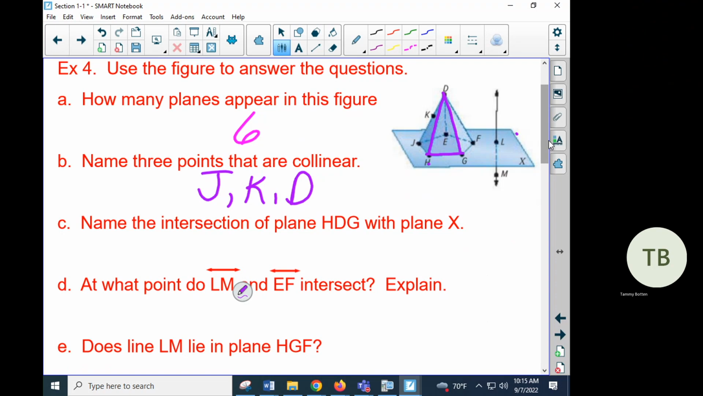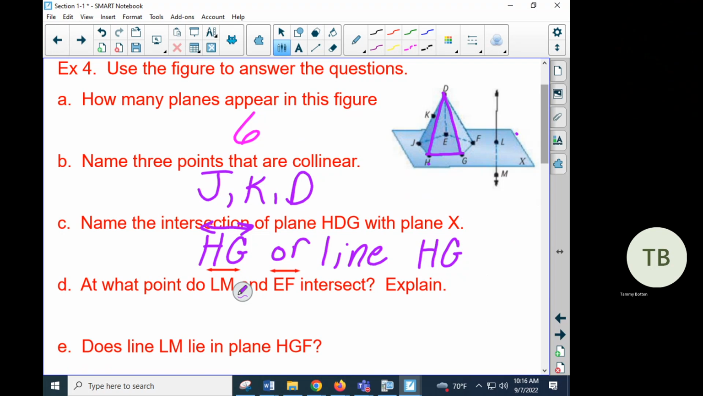2 planes always intersect in a line, so it's line HG. And you might say, well, that doesn't look like a line because it doesn't have arrows. So we're not supposed to know how to write a line segment at this point. So we're just going to say it line HG or HG with a line above it.